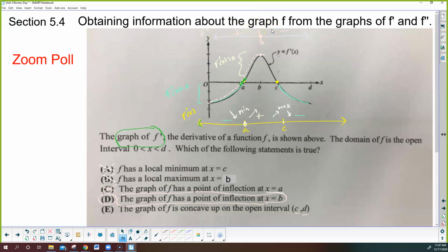So you have to really shift your thinking. And a lot of times, I would recommend making a sign chart based off of the information. So I could make a sign chart just from what the graph tells me, and then I can interpret the slopes to make a sign chart about f prime, or f double prime.